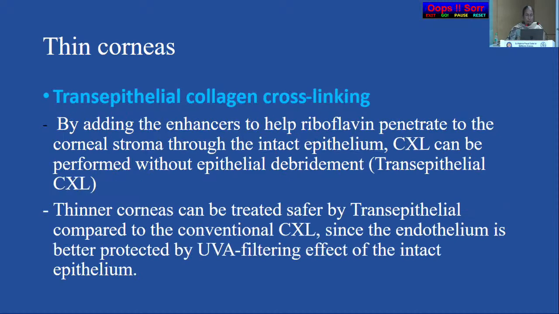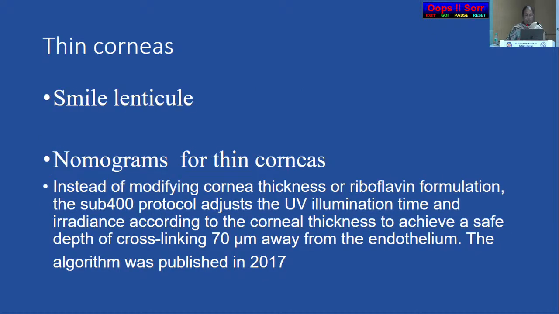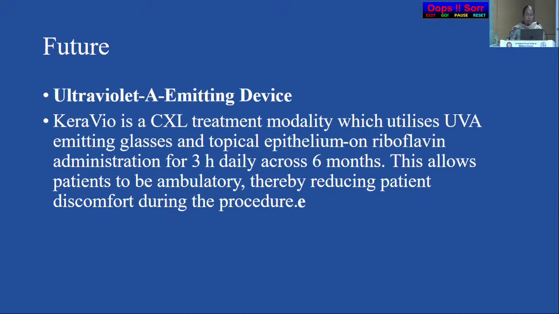So transepithelial cross-linking, by adding enhancers to help riboflavin to penetrate, can be performed without epithelial debridement. Contact lens associated cross-linking is another method. So also smile lenticules, but nowadays Hafezi et al. have made nomograms. So instead of modifying corneal thickness, the sub 400 protocol adjusts the UV illumination time and irradiance. There is also, in the future, an ultraviolet A emitting device called Kera Bio, which utilizes UVA emitting glasses and topical epithelium-on riboflavin for 3 hours daily across 6 months. And it allows patients to be ambulatory.